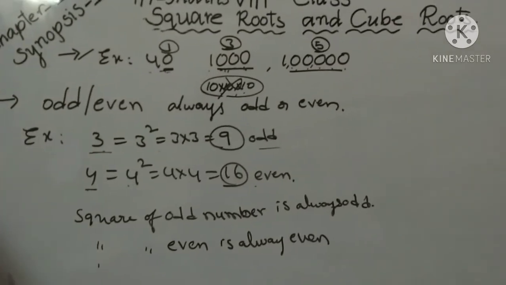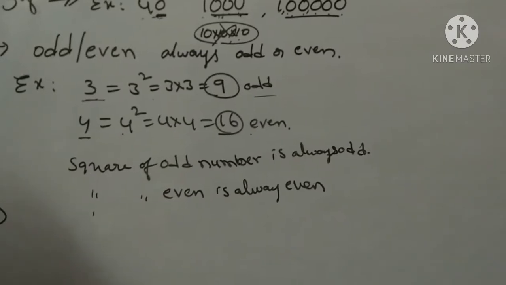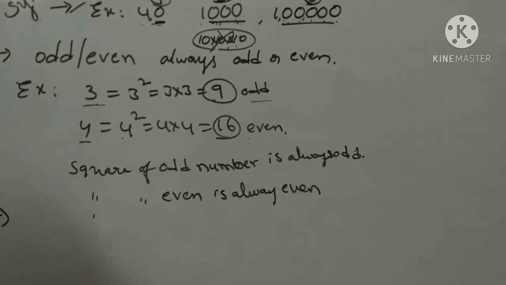Okay children, what is next? Factors of every square number can be grouped in pairs of equal numbers.